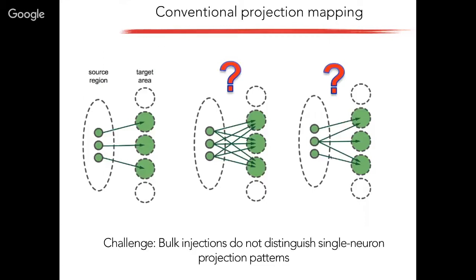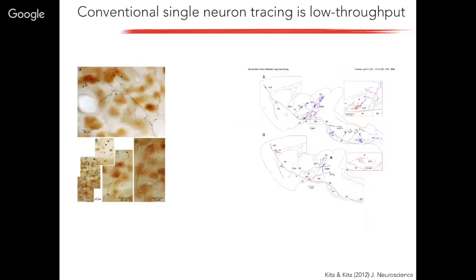And that's the complexity that is missing when we use these kinds of bulk injections. The alternative to bulk injections is to do single neuron fills, but that's incredibly low throughput. Here's a wonderful paper studying the projections from the cortex to the striatum in rats. What's important is that it's 1 neuron per rat, and this very nice paper showed the reconstructions of 25 neurons from 28 rats.